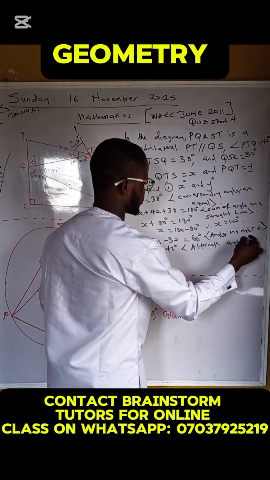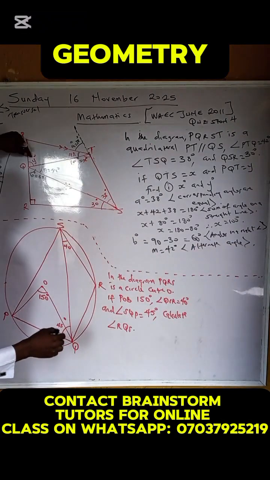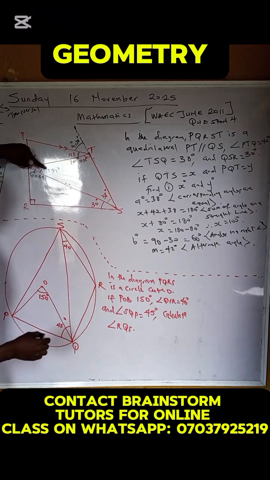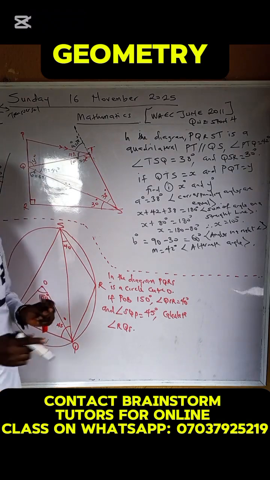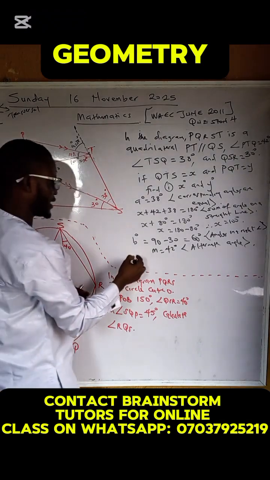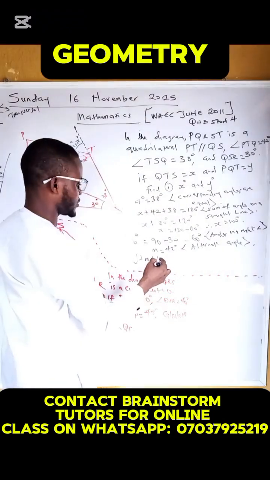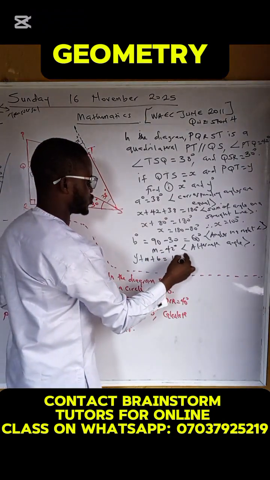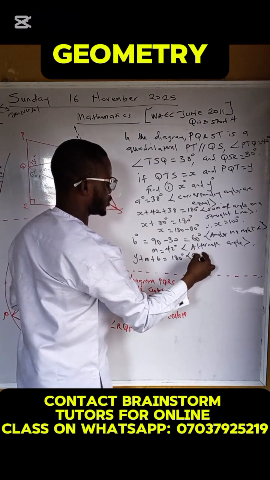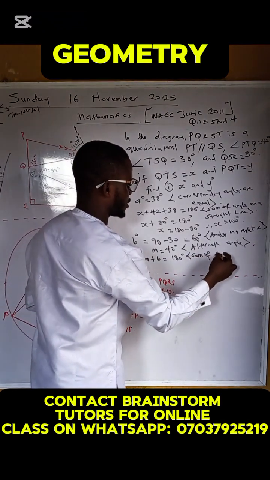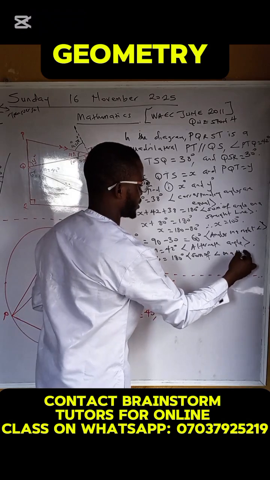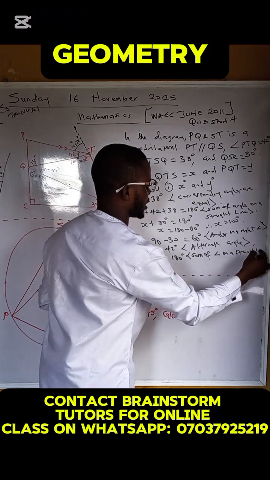Alternate angle. We can't find the value of y like that because y, m, and b both fall on a straight line. I'm now going to say that y plus m plus b equals 180 degrees. The reason why: sum of angles on a straight line.